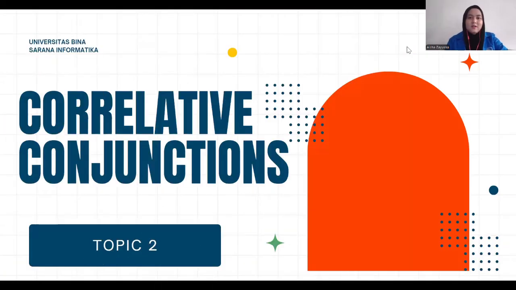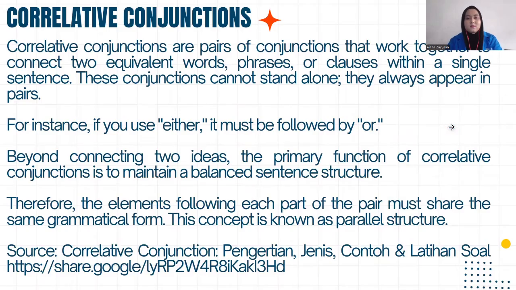And the second topic is correlative conjunctions. Correlative conjunctions are pairs of conjunctions that work together to connect two equivalent words, phrases, or clauses within a single sentence. These conjunctions cannot stand alone, they always appear in pairs.